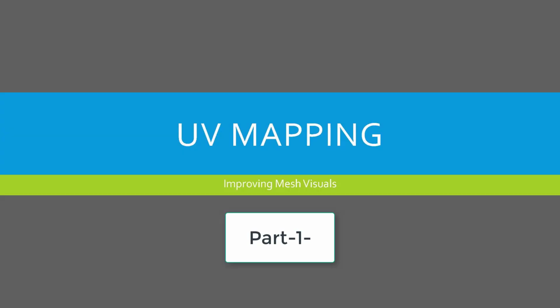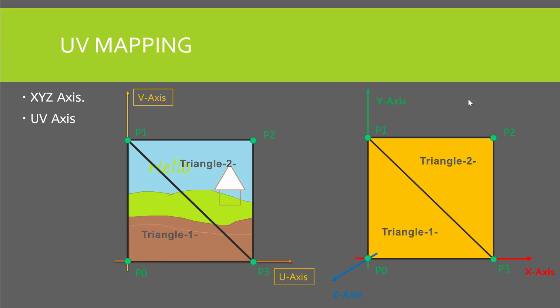Since we know how to assign material for the first element of the rendering, we'll now go to UV mapping for the texture. UV mapping is the process of mapping a 2D image on a 3D shape. So first, let's talk about the name UV.